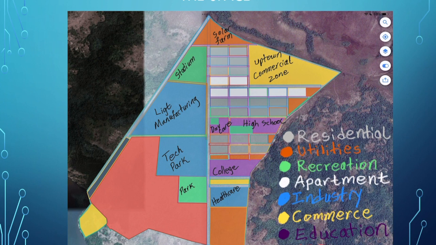And then the blue areas will be dedicated to industry. So we have the light manufacturing, we have the technology park, and we have the healthcare industry as well. And the yellow spots are those that are reserved for our commercial zones. So we talk about the uptown commercial zone. This is going to be located in the upper right-hand corner of Xity. And there is also going to be a sub-block of this commercial zone at the waterfront of Xity.